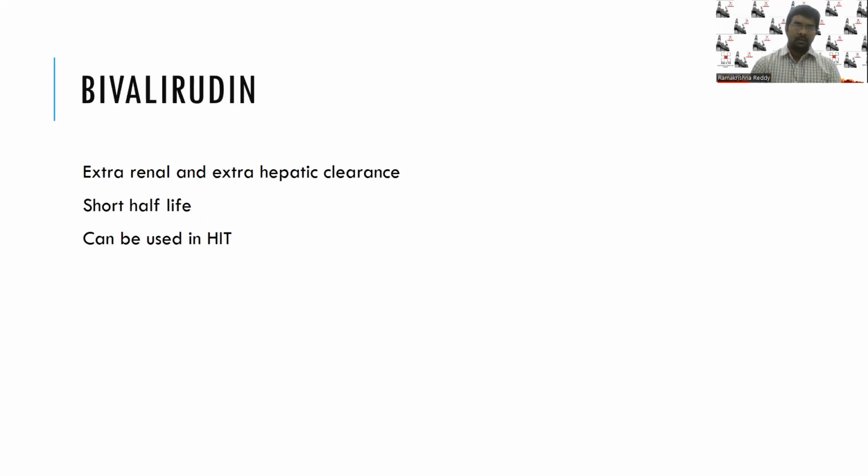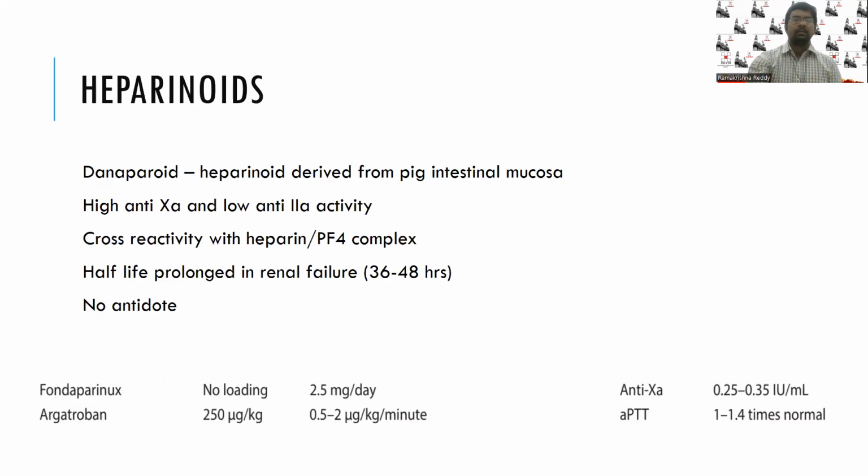Another anticoagulant is bivalirudin. It can be given as an infusion in case of heparin-induced thrombocytopenia for achieving anticoagulation. It has a short half-life, and the clearance is by extrarenal and extrahepatic mechanism.